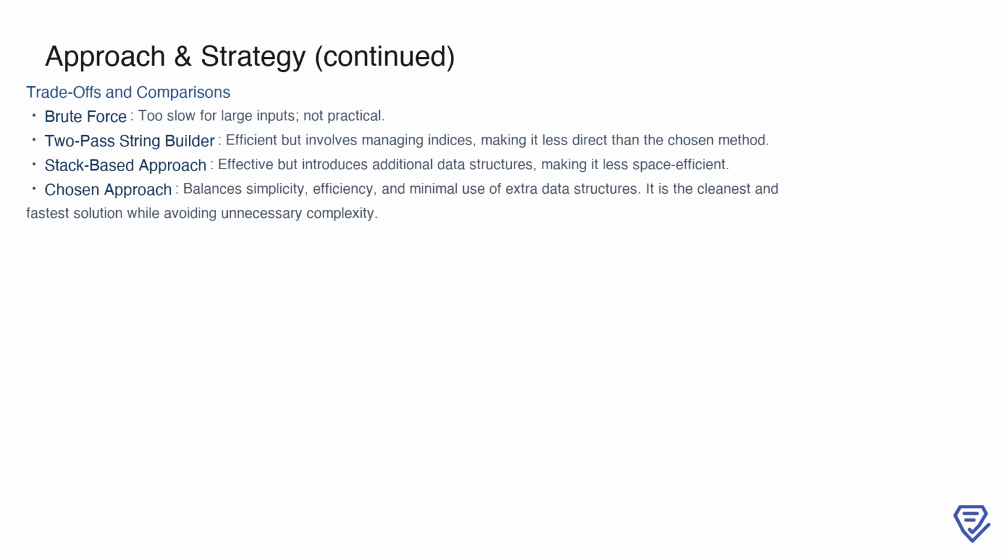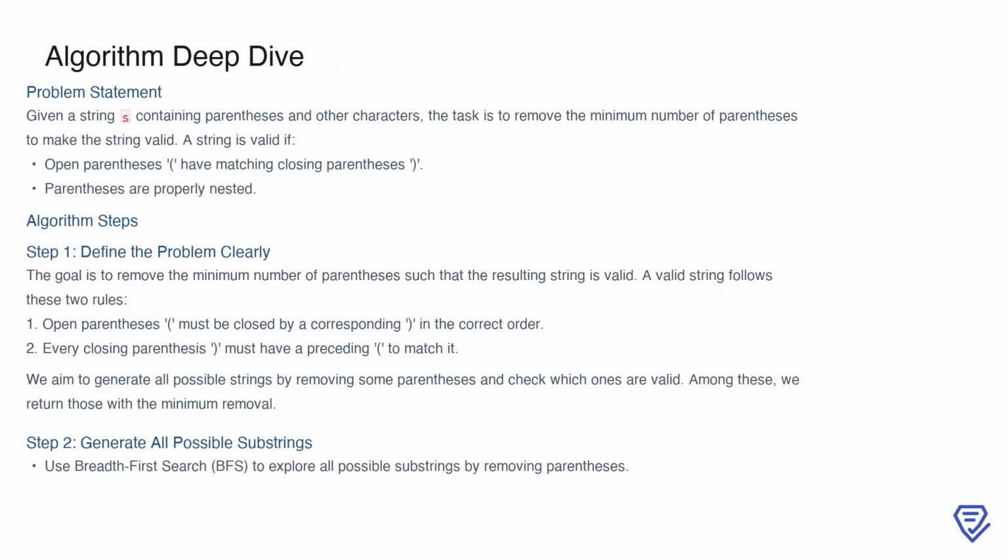The problem we are tackling involves making a string containing parentheses valid by removing the minimum number of parentheses. A string is valid if every open parenthesis has a matching closing parenthesis and they are properly nested. To solve this, we aim to identify the smallest set of parentheses to remove to achieve validity. Our approach will systematically generate substrings by removing parentheses and check which of these substrings are valid.